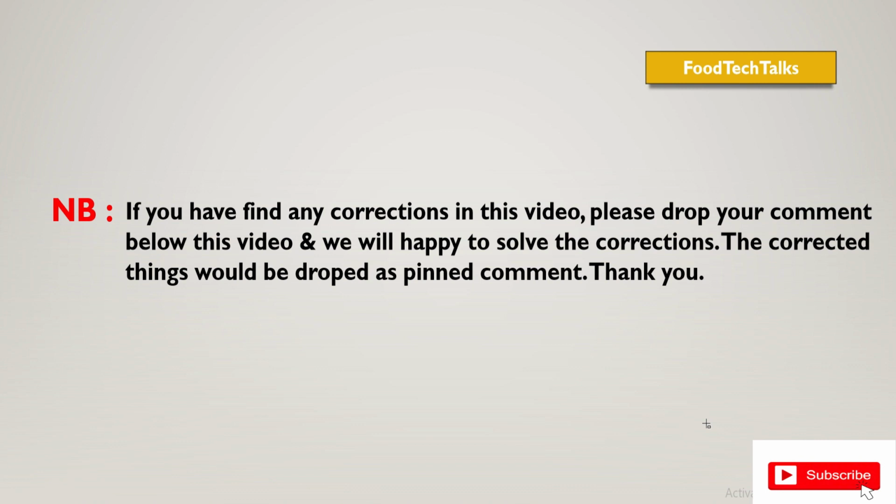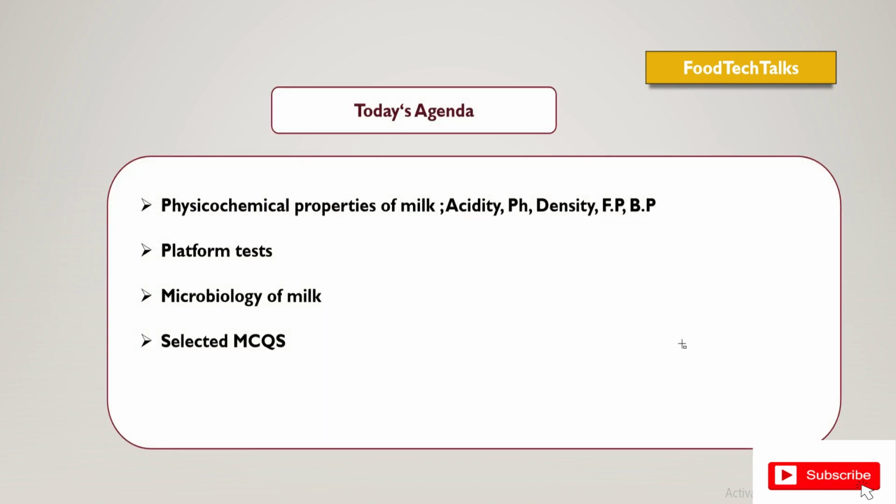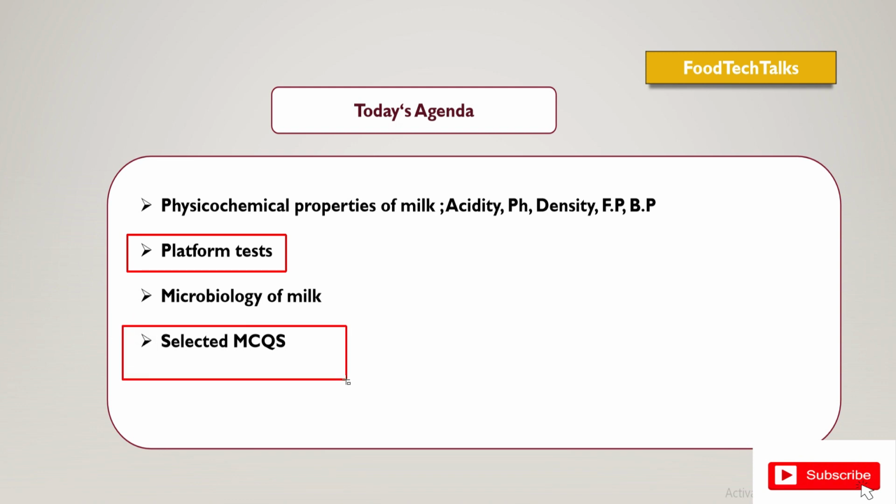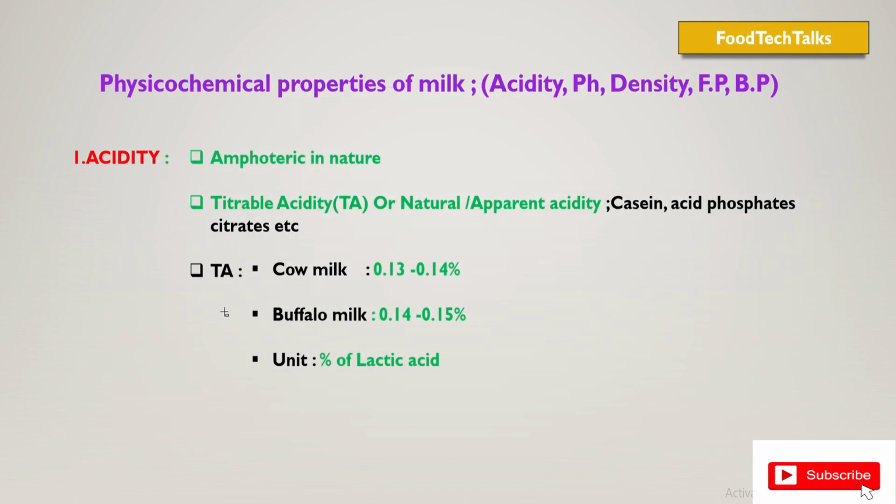So let's begin. Here we are going to cover the following concepts: physicochemical properties of milk such as acidity, pH, density, freezing point and boiling point. Then we have various platform tests such as Croton boiling test, methylene blue reduction test and alcohol test, etc. Then we will go through microbiology of milk, and finally we have some selected MCQs. Now let's see one by one.